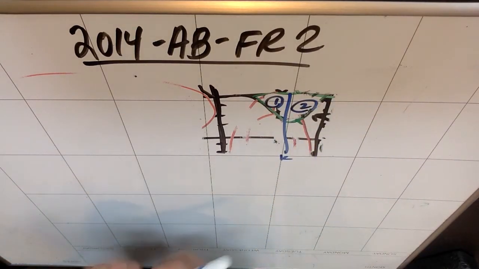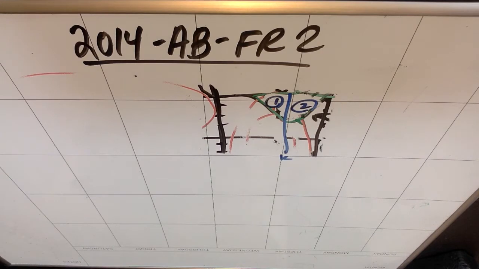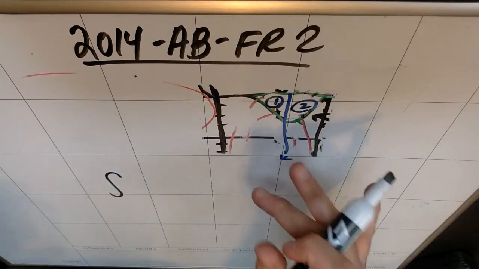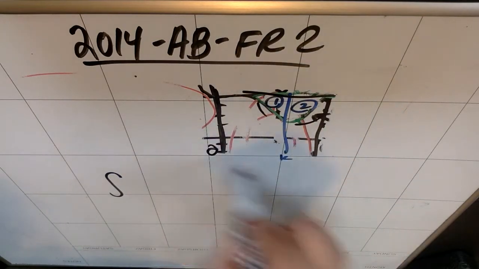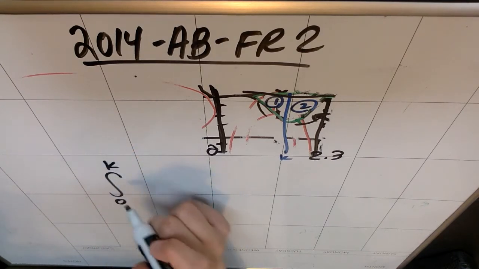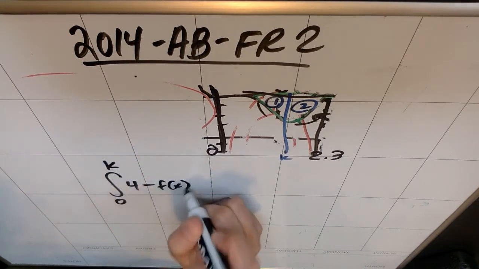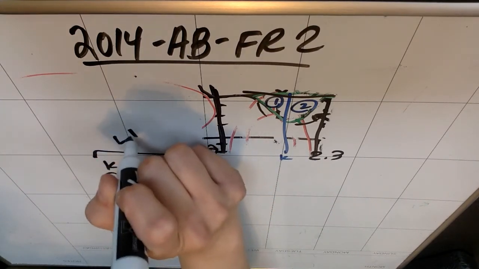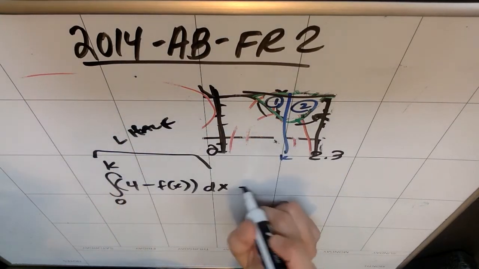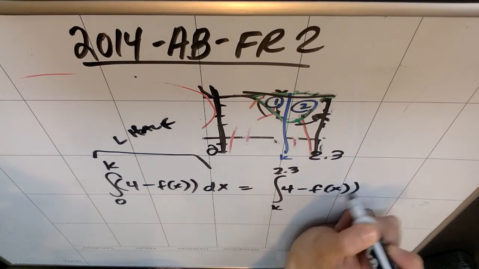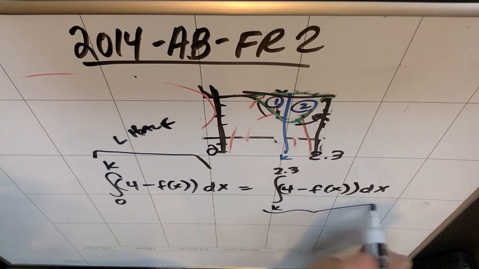So really, the easiest way to do this is to just write an integral for the left half and write an integral for the right half and say that they have to be equal. So we already know the area of R should be top minus bottom from 0 to 2.3. But the area of region 1 should be the integral from 0 to k of the top curve, which is 4, minus the bottom curve, which is f of x. So this should be the left half, right? That should equal the integral from k to 2.3 of the 4 minus f of x with respect to x, because this would be the right half.